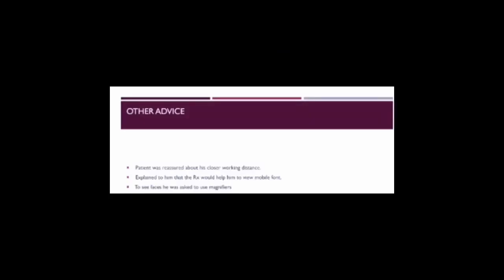Some other advice was given. First, the patient was reassured about his closer working distance. It was explained to him that this glass would help him to view his mobile phone. To see faces, he was asked to use magnifiers.